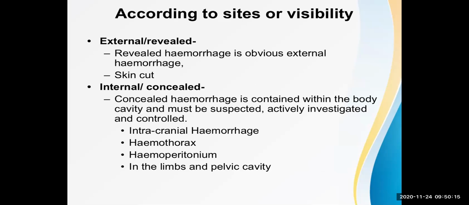Now, another type of classification is according to the site or visibility. That means either we can see the bleeding or we cannot see the bleeding. Means it is occurring inside, we cannot see it. So external or revealed hemorrhage and internal or concealed hemorrhage. Now the question for the students here is how do you diagnose internal or concealed bleeding? Yes, I want to listen to some answer here. How to diagnose internal or concealed hemorrhage? Anyone?